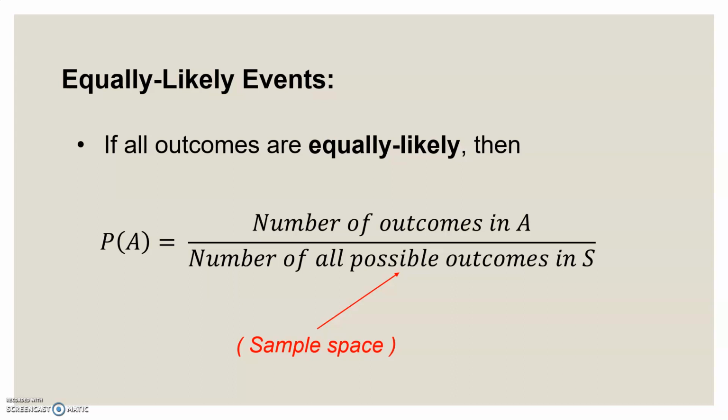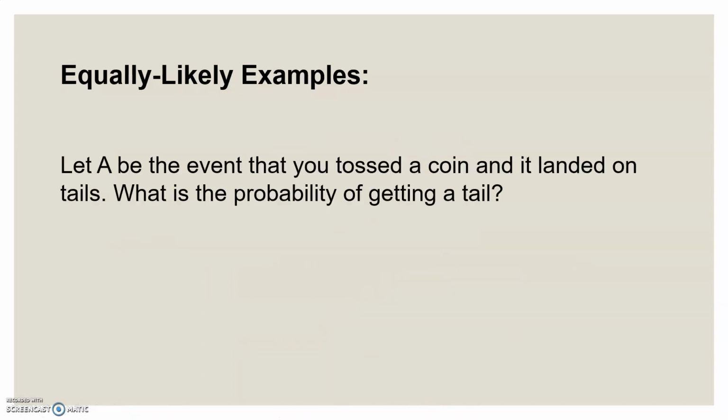Again, this formula is just the ratio of the number of outcomes in our event A out of the total possible outcomes in the sample space. Some of the examples we'll be looking at would be something like this. This is a very simple example. Let A be the event that you tossed a coin and it landed on tails. What is the probability of getting a tail? Here obviously we can answer this without plugging anything into the formula. We know that the probability of getting a tail is 50% if we were to flip the coin.